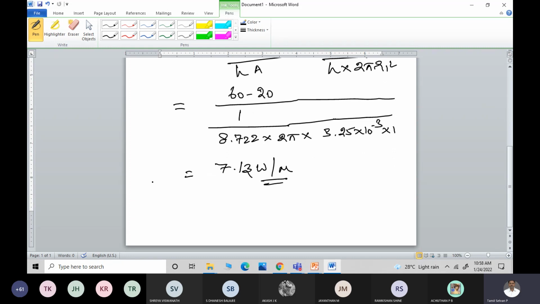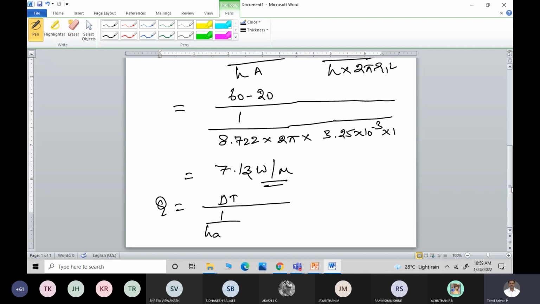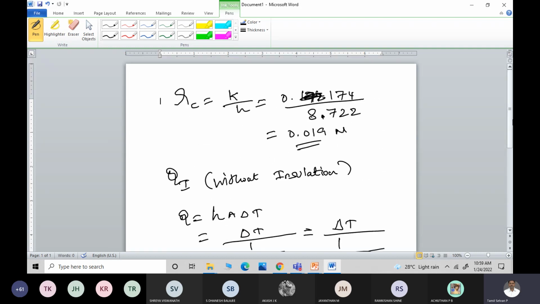In the second case, what happens is you have critical radius of insulation to increase the heat transfer. Now Q is equal to del T divided by, here you have conductive resistance as well as convective resistance. Convective resistance is 1 by H A, and now you should take the outer radius. The critical radius is the outer radius.